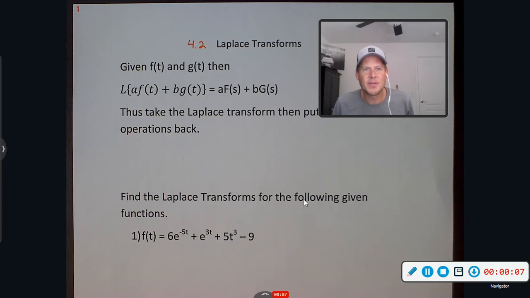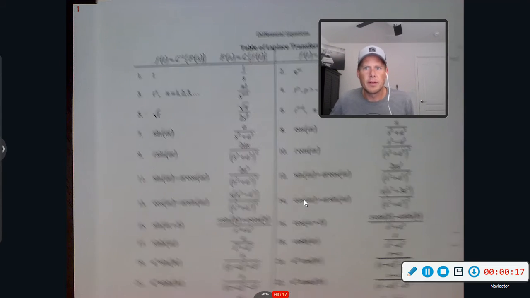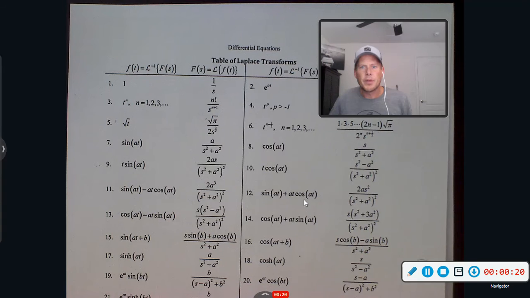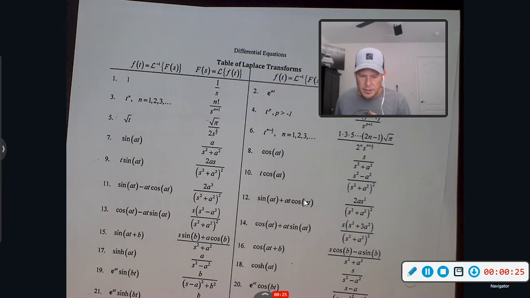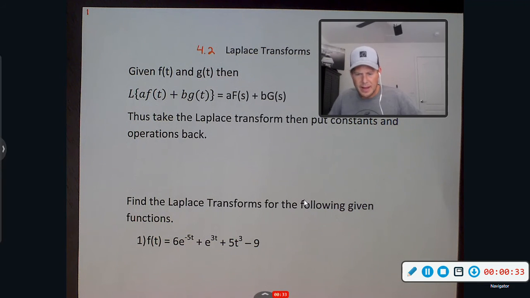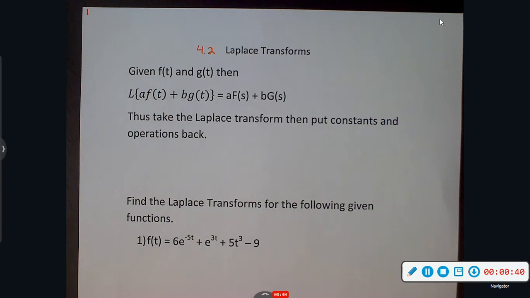4.2 Laplace Transforms. Big section. We just learned how to derive some of these Laplace Transforms. Now we have a table, hopefully you downloaded from Canvas. So we're going to be using this table to help us identify some of these Laplace Transforms and how we would rewrite them. So let's go ahead and begin. Hopefully you printed that out and have it handy, because that is imperative as we move forward. So let's begin.